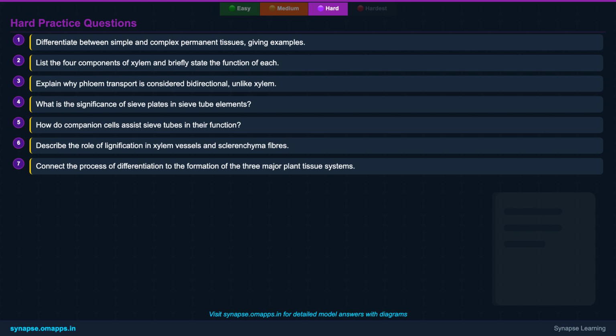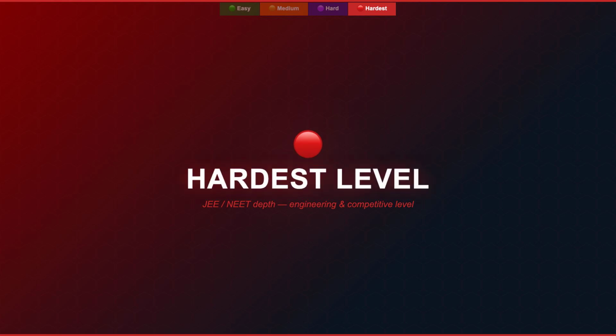Fourth, what is the significance of sieve plates in sieve tube elements? Fifth, how do companion cells assist sieve tubes in their function? Sixth, describe the role of lignification in xylem vessels and sclerenchyma fibers. And finally, connect the process of differentiation to the formation of the 3 major plant tissue systems. Think deeply about these.